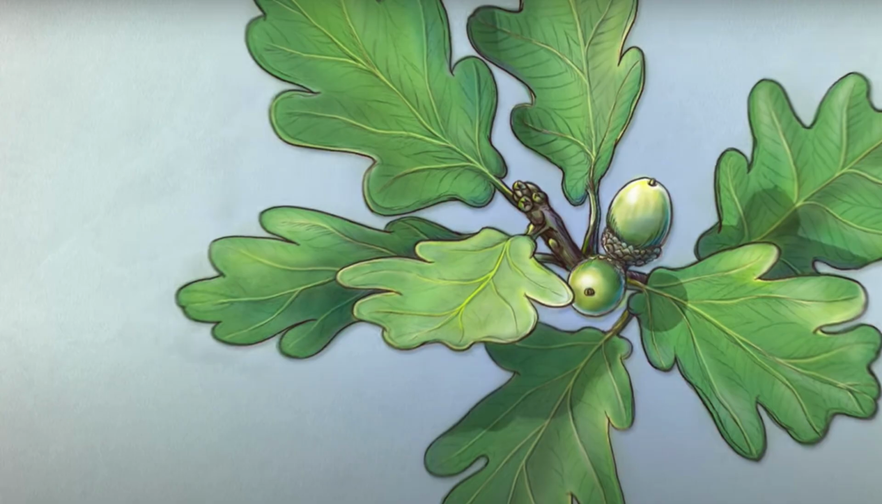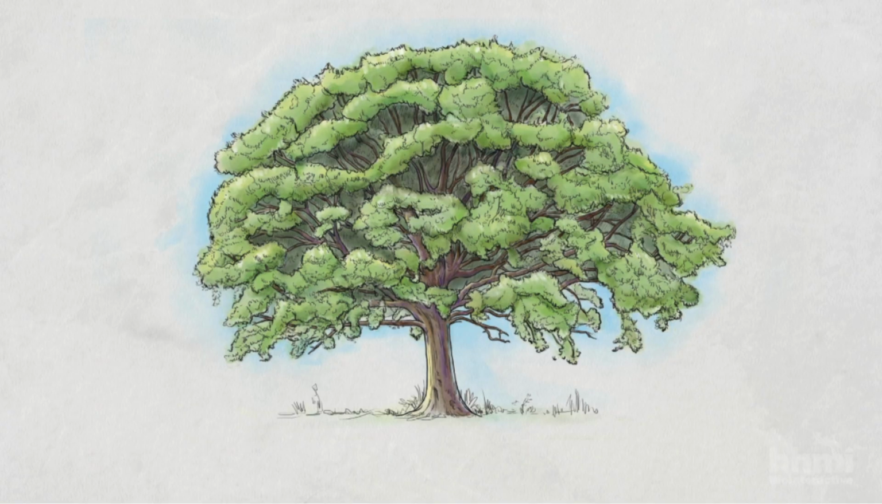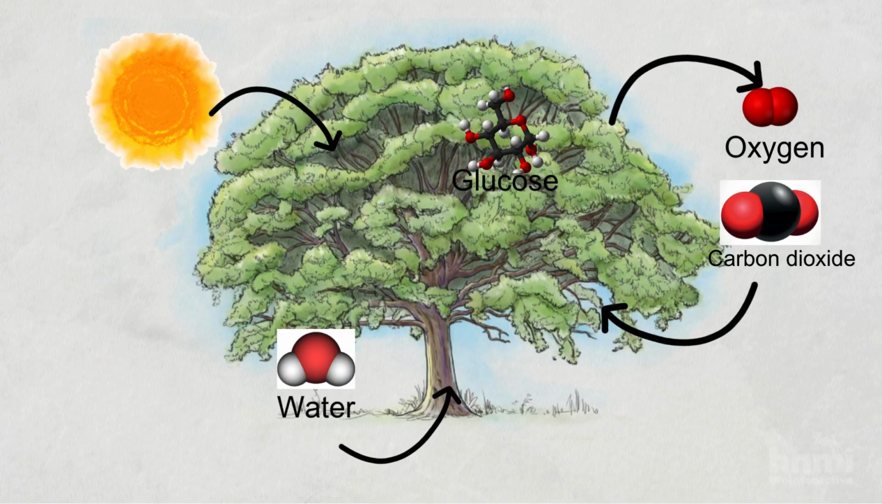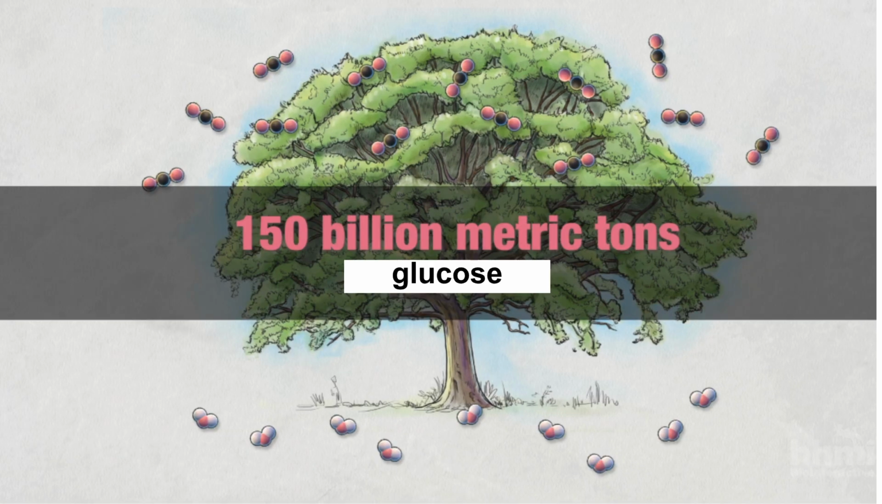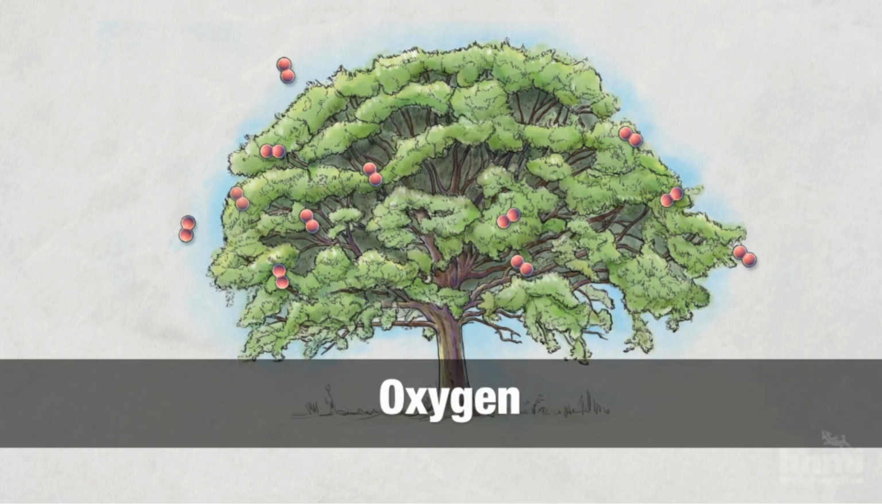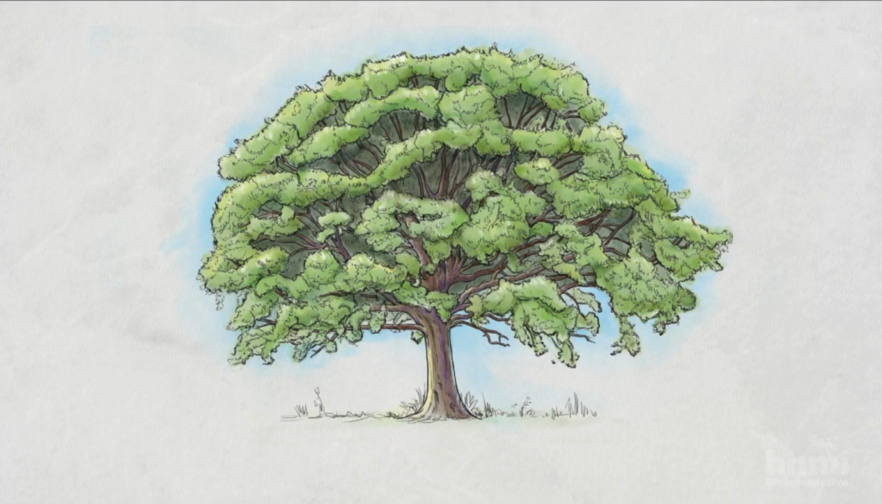Overall, the molecules generated by photosynthesis provide fuel and building materials that allow a plant to grow. Globally, photosynthesis produces an estimated 150 billion metric tons of carbohydrate per year and is responsible for the oxygen in our atmosphere, making it one of the most important chemical processes for life on Earth.